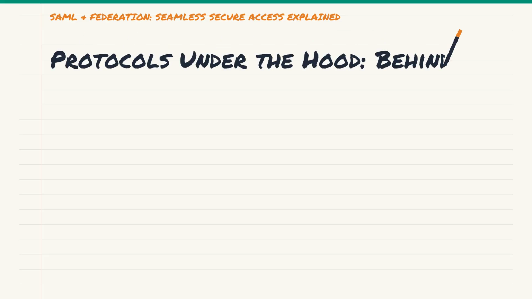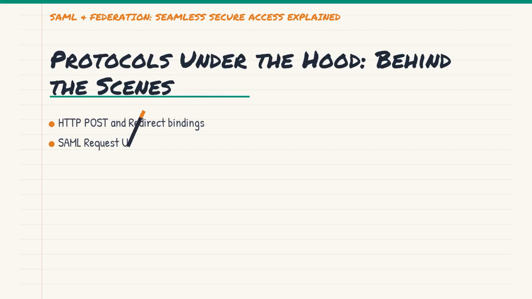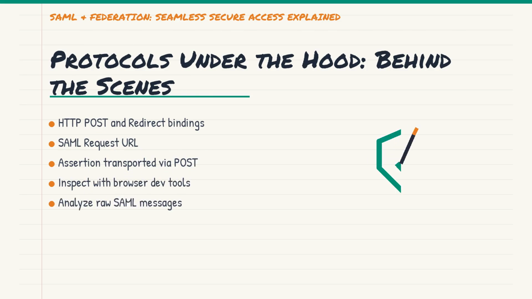It's worth noting that SAML assertions are often transported via HTTP POST or redirect bindings. When an IdP redirects you to the SP, it's often a SAML request URL. When it sends the assertion back, it's typically an HTTP POST request containing the SAML assertion XML. Understanding these transport mechanisms can be key for debugging. Tools like browser developer consoles or dedicated SAML tracer extensions can capture these requests and responses, showing you the raw XML and HTTP headers involved, which is invaluable for diagnosing issues.